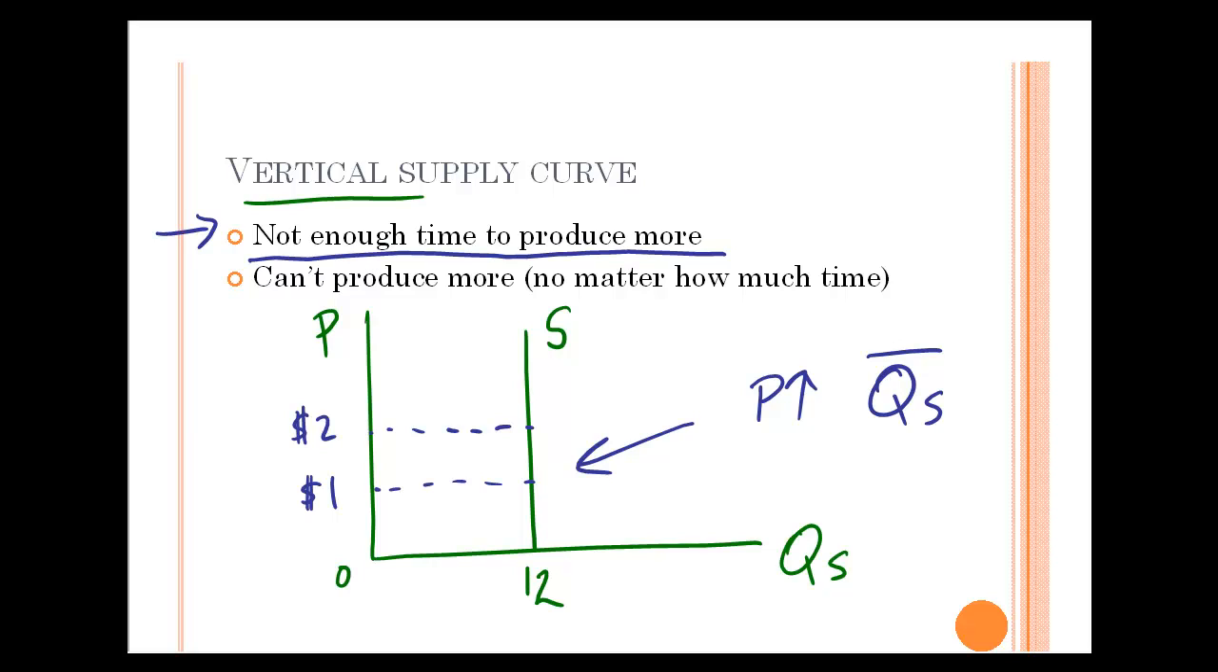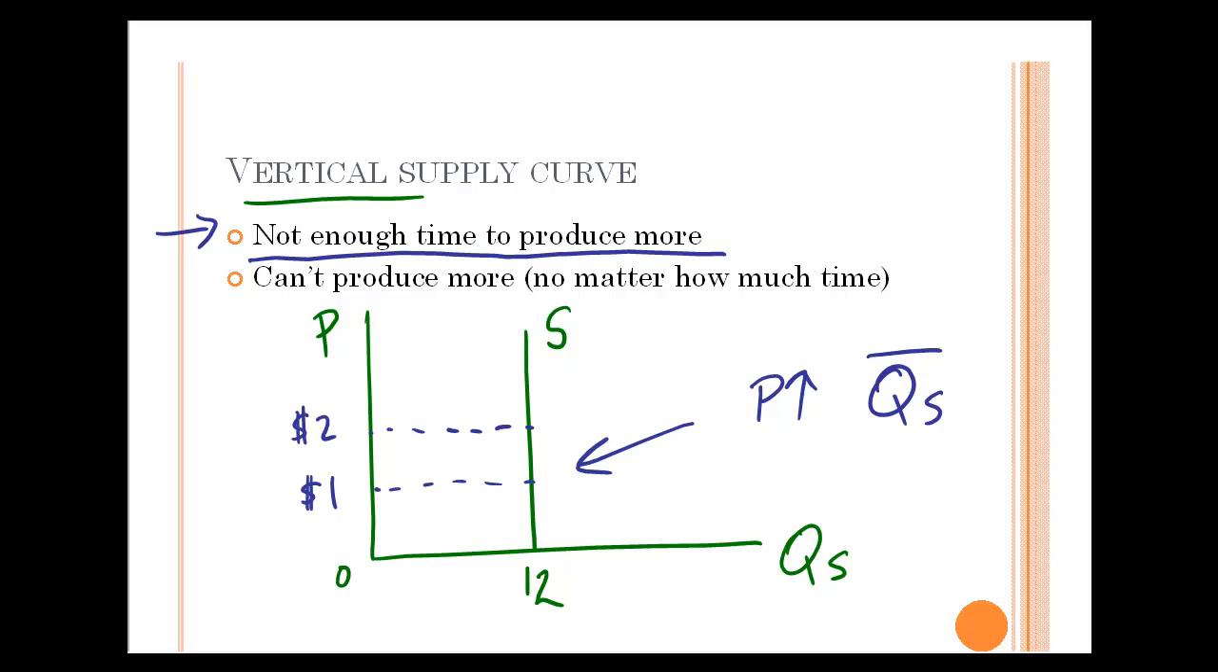So for example, we're talking about, let's say, computers. It takes some time to produce additional computers. So the supply curve of computers over the next hour may be vertical. Or talk about houses. It takes more time to produce more houses. So the supply curve of houses over the next hour, over the next day, may be vertical.